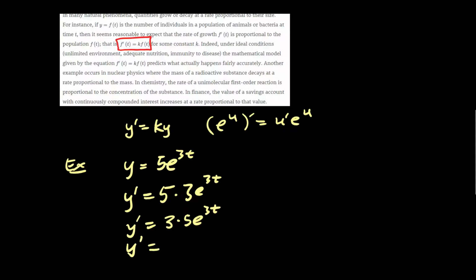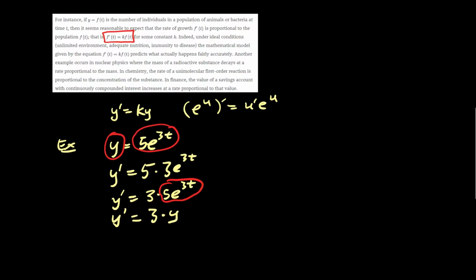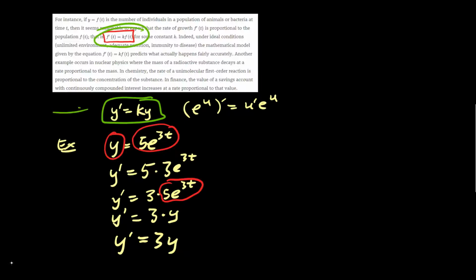So y prime is equal to, now, 5e to the 3t is y. So I can replace this piece here with just y, and I get 3 times y. In other words, y prime is 3y. So it goes according to what we said up here, that a function's derivative is equal to a constant times the function itself.